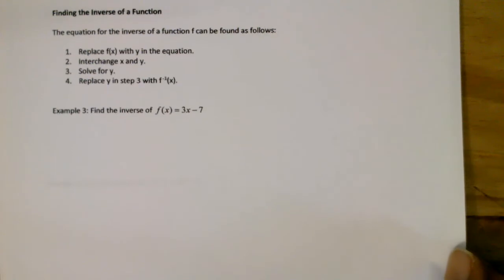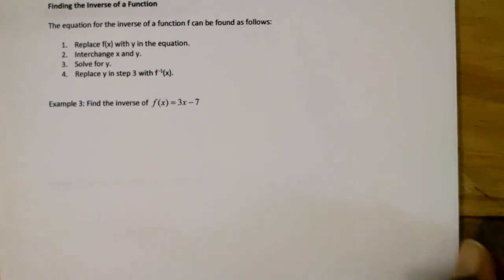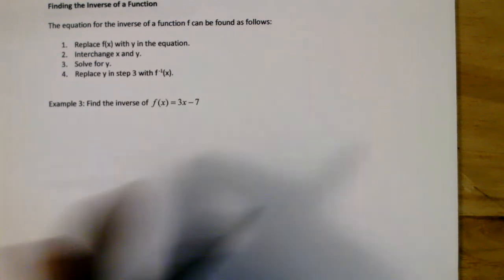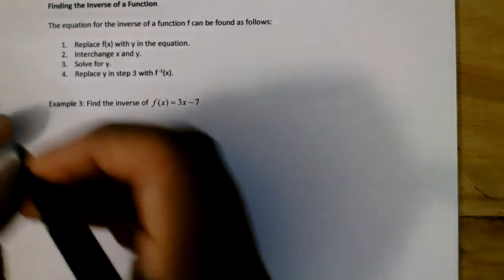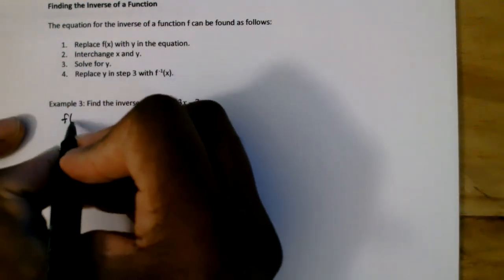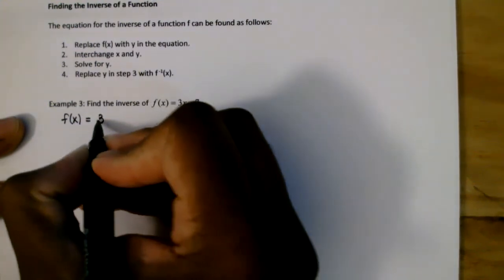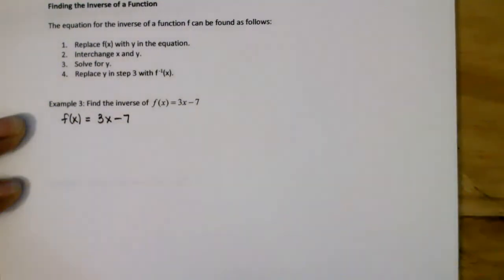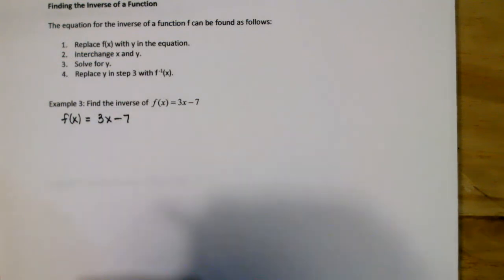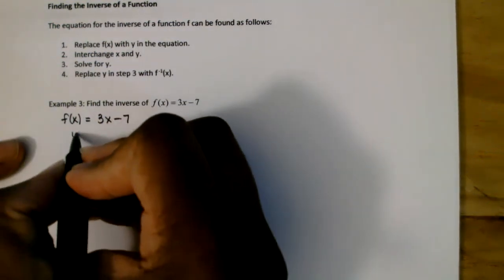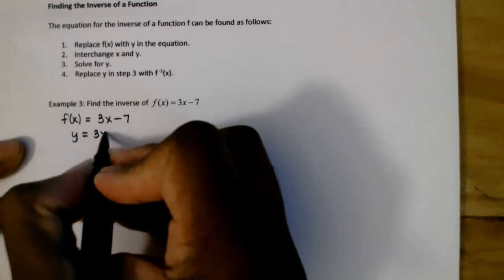All right, so let's apply that four-step procedure to this example. Let's say I want to find the inverse of this function, f of x equal to 3x minus 7. I'll go ahead and write the function now, f of x is equal to 3x minus 7, and follow that procedure. The first step is to replace this f of x with y in the equation. So this will be y equals 3x minus 7.